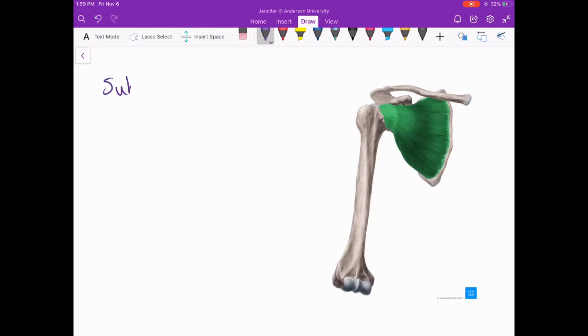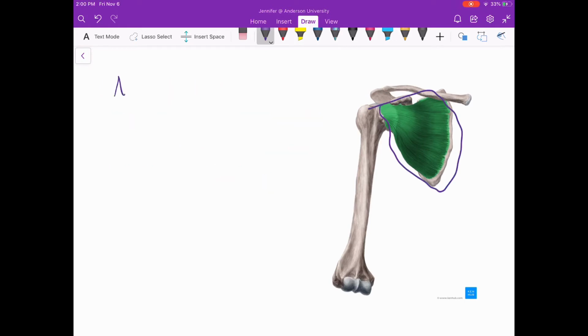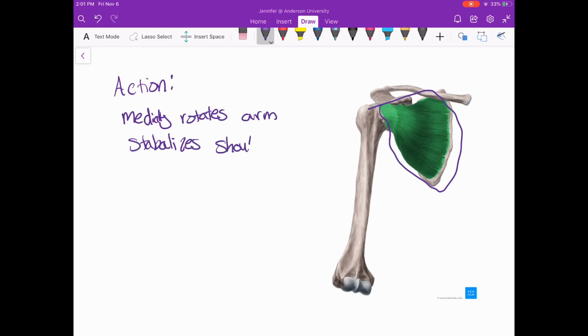Okay, so next we have the subscapularis muscle, which is deep to everything else that we just went over. The origin is the subscapular fossa. The insertion is the lesser tuberosity of the humerus. The action for the subscapularis: it medially rotates the arm and stabilizes the shoulder. So again, this involves the glenohumeral shoulder joint, ball and socket joint.